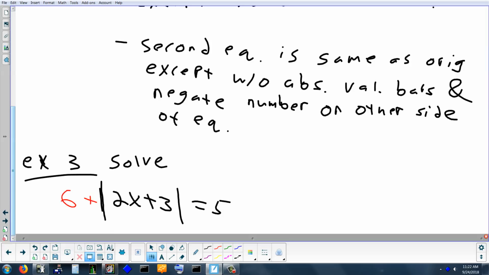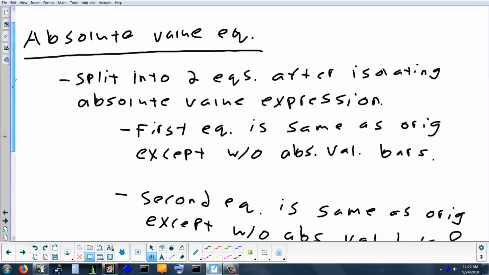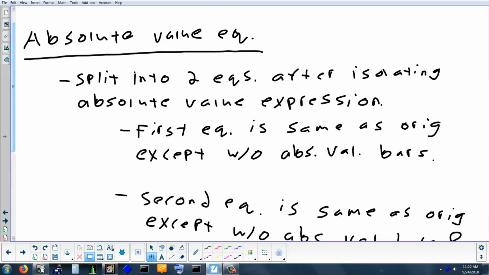Same thing if I did this. Absolute value is not by itself. I would minus 6 from each side first. So that's what I mean by the first step. Isolate the absolute value, and then we're going to split it into 2 problems.